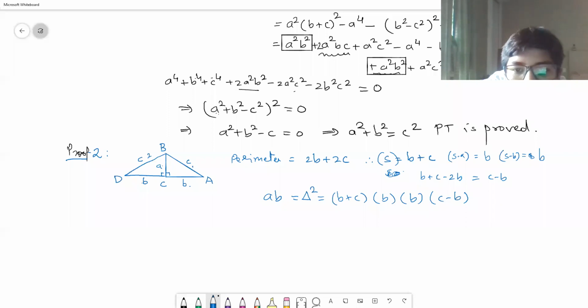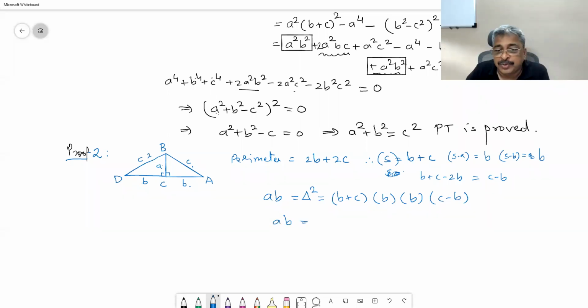Then what do we get? We get AB is equal to B square. AB square, because AB is area, we are doing delta square. So A square B square is equal to, this is B square, and C plus B, C minus B, it's C square minus B square, correct?